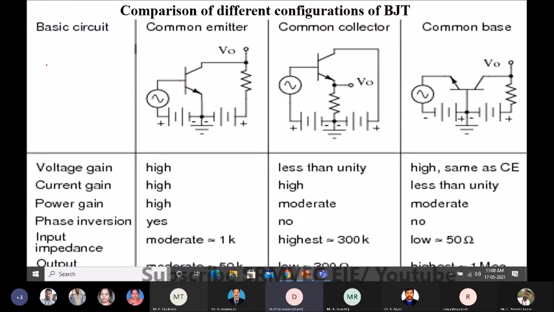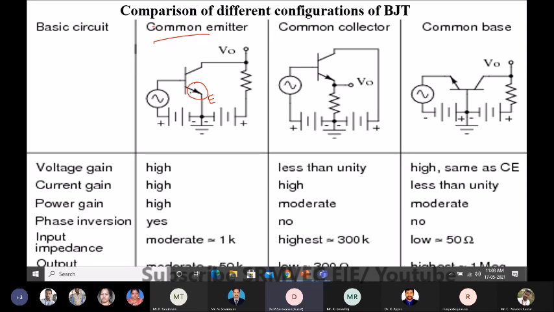And there are three different configurations we can use for this BJT, depending on which of the three terminals is going to be common for both input and output. So configuration, what do you mean by that? Among the three terminals, which one is common with respect to input and output. The common emitter means the emitter terminal, where we have the arrow mark.